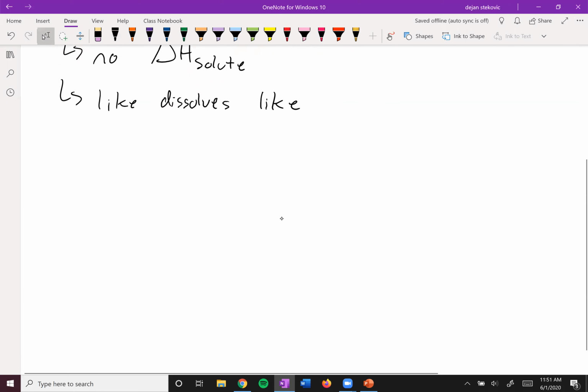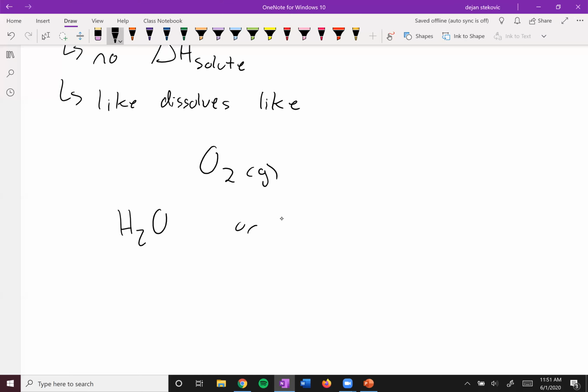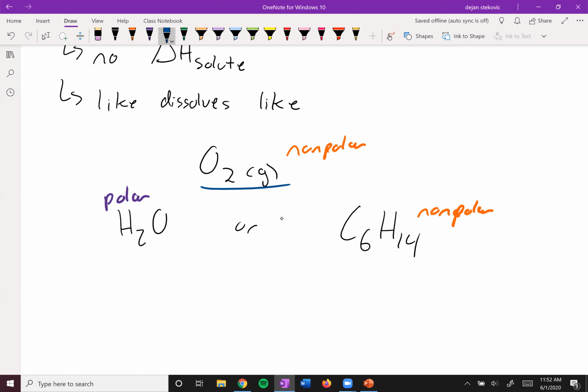So for example, if you had O2 gas, oxygen gas, which one is it going to dissolve more in? Is it going to dissolve more in water, or is it going to dissolve more in C6H14? Well, if you think about O2 as a gas, it's a linear molecule with both of them being oxygen. So overall, it's going to be nonpolar. C6H14 is nonpolar, while water is very polar. So it's going to dissolve more in the C6H14. So still like dissolves like.